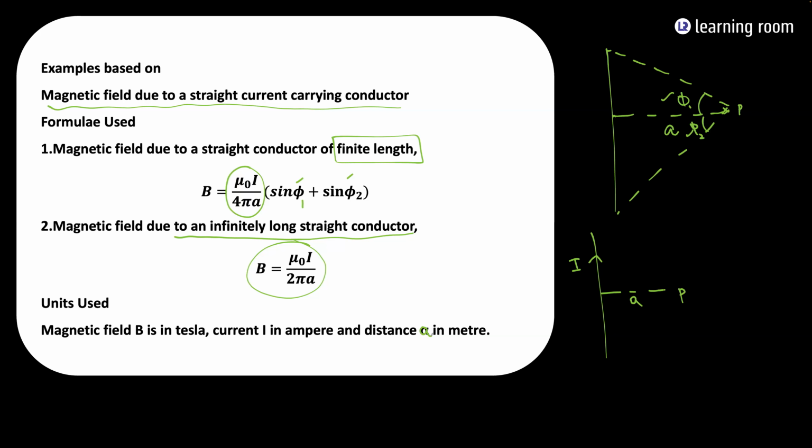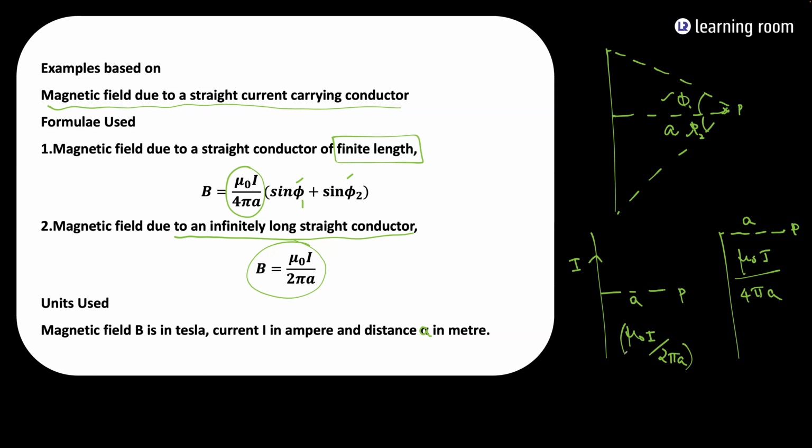So I would like to give you one more formula also here, which we have already discussed. If the point P is considered near one of the ends, then in this case, the magnetic field will be mu naught I divided by 4 pi a. If it is considered somewhere in between the endpoints, in that case, it will be mu naught I divided by 2 pi a. So you need to remember this very clearly.